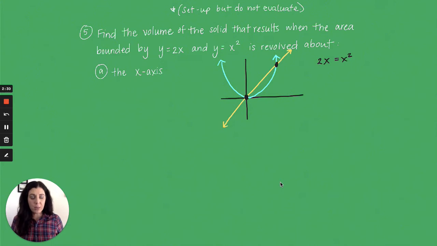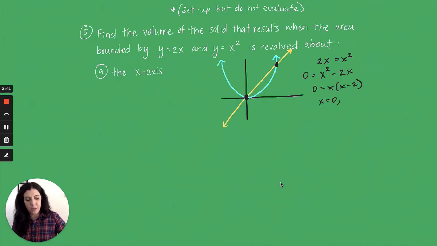So we have 2x is equal to x squared. We're going to subtract the 2x. So we get x squared minus 2x, that would be equal to 0. We can factor out the x minus 2 times x, and then we get x equals 0 and x equals 2. So those are our intersection points, where x is equal to 0 and where x is equal to 2. Okay, now we're going to write the bones of our equation. So just like I said before, we're going to have volume equals pi times an integral of something squared minus something squared, and then in this case dx.